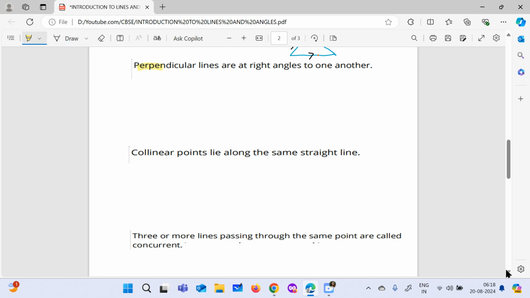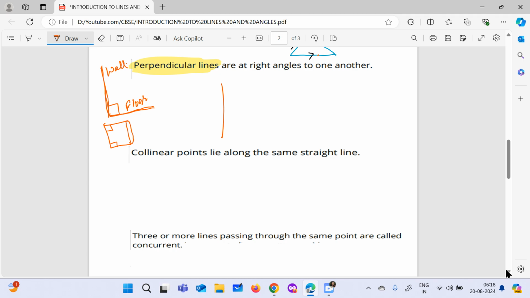What are perpendicular lines? Perpendicular lines are at right angles to one another. How is it a right angle? Practically, you might have seen in your house the wall standing on the floor, a horizontal line. The meeting point of the floor and the wall forms a 90-degree angle. So the wall is perpendicular to the floor. The corners of your textbook are also at 90 degrees. So perpendicular lines are at right angles to one another.